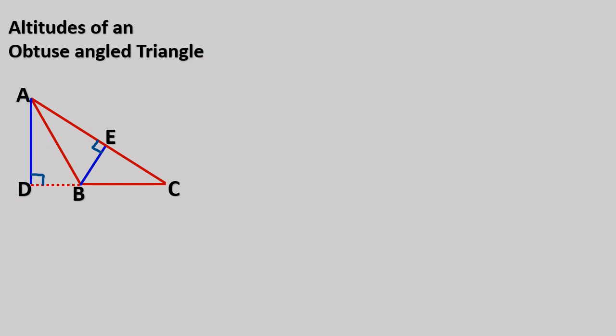Yes, we got BE. Now from C to AB, how we will draw the perpendicular? We first need to extend the side AB. Now draw the 90-degree. So what did you see here? Two of these altitudes lie in the exterior of the triangle, is it?